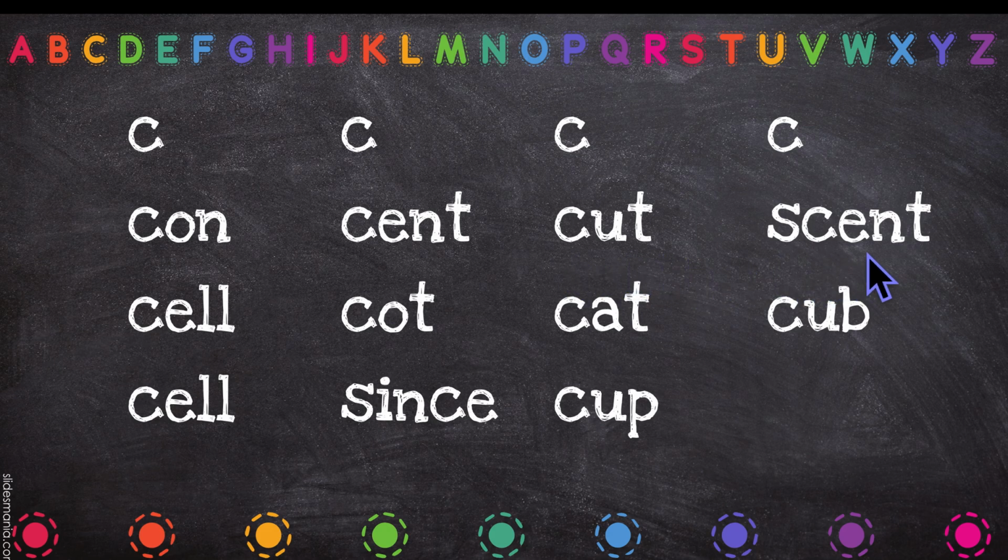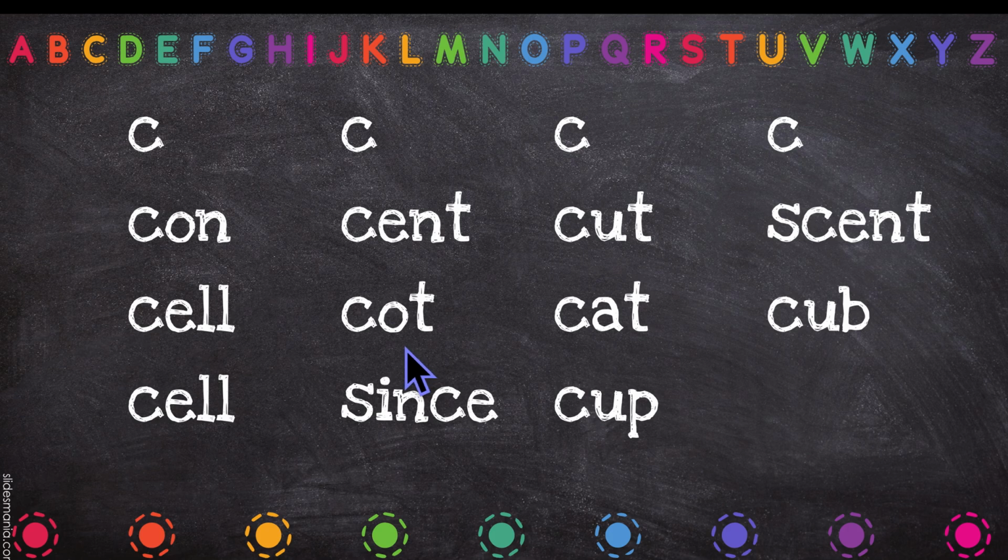Here we have the letter C. Is this an E, I, or a Y? Yes, it is. So we need the second sound. S. Now we're going to have an S here and an S here, but we don't say the sound twice. We just say it once. S and scent. Do we have an E, I, or a Y? Yes, we do. So we need the second sound. S, sell.